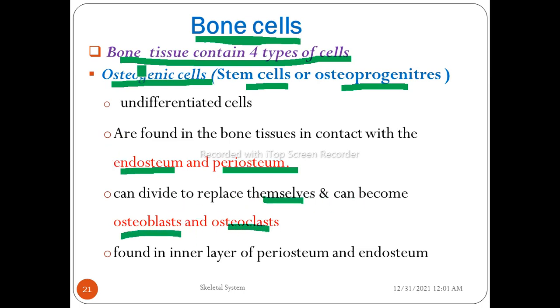So osteogenic cells can divide to replace themselves and become osteoblasts and osteoclasts. They are found in the inner layer of the periosteum as well as the endosteum: on the inner side of the periosteum, the outer layer, and on the inner side of the endosteum, the inner layer.